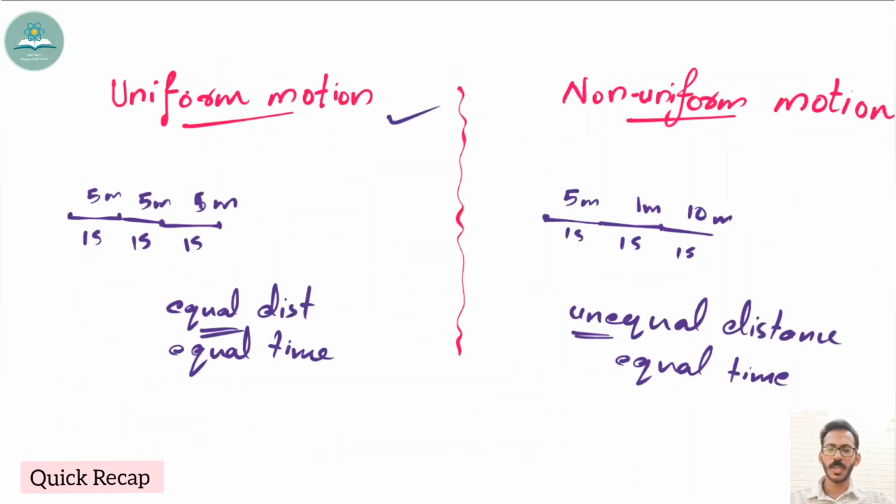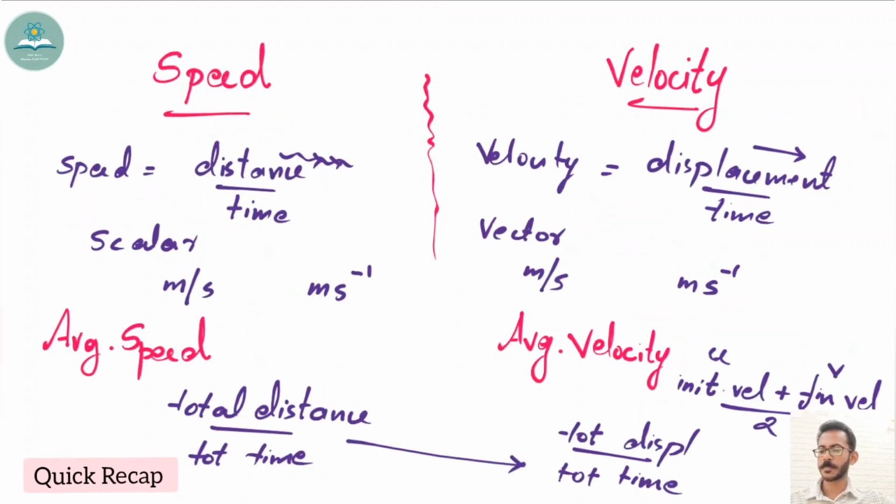Next was uniform motion and non-uniform motion. If an object is covering equal distances in equal intervals of time, then we'll call it uniform motion. If an object is covering unequal distances in equal intervals of time, then we'll call it non-uniform motion.